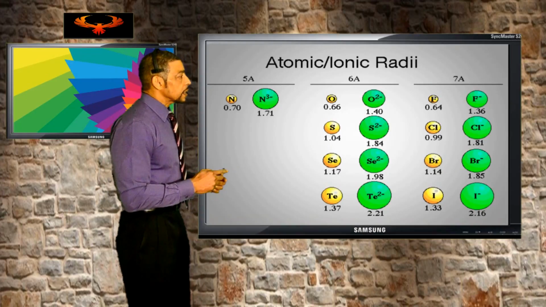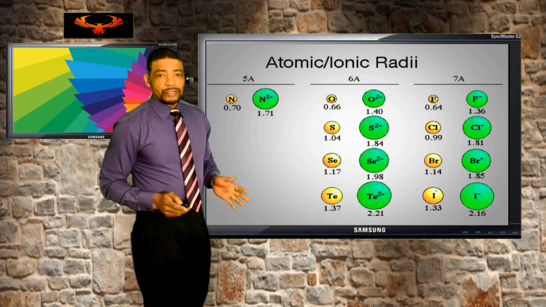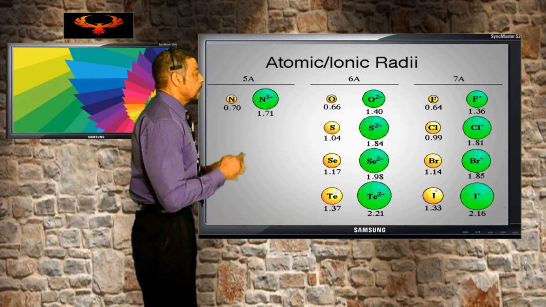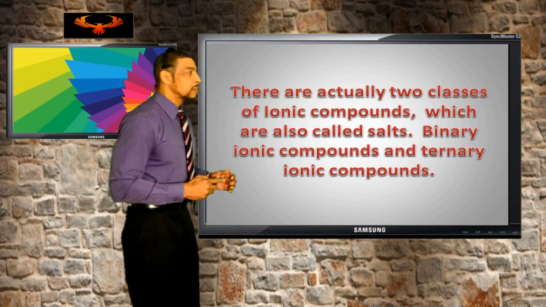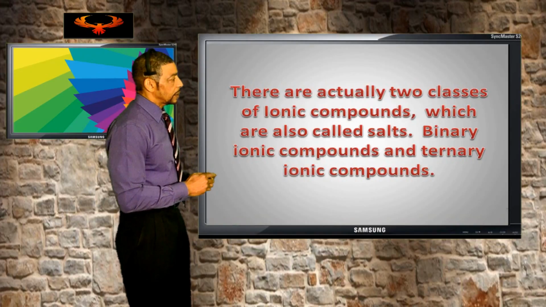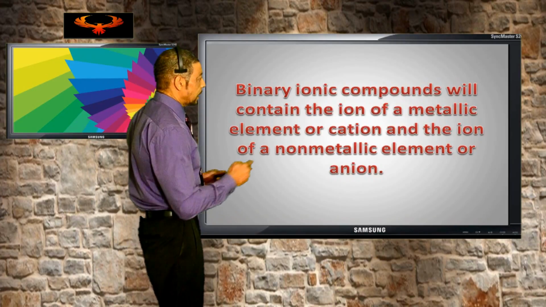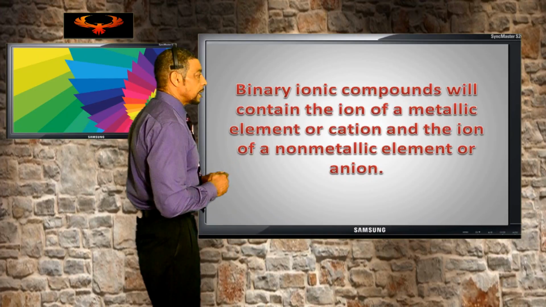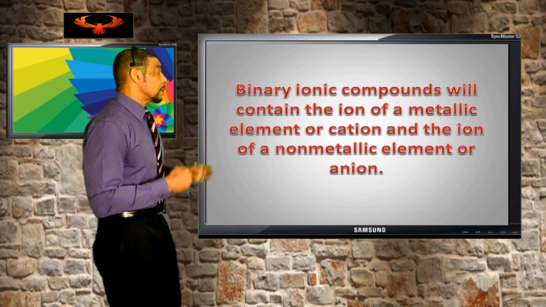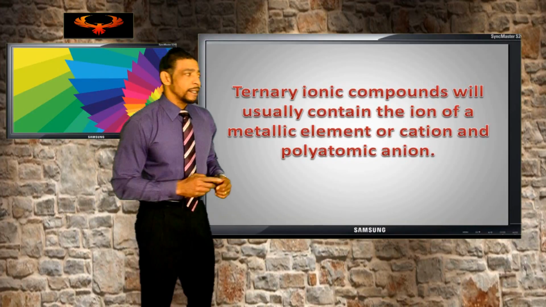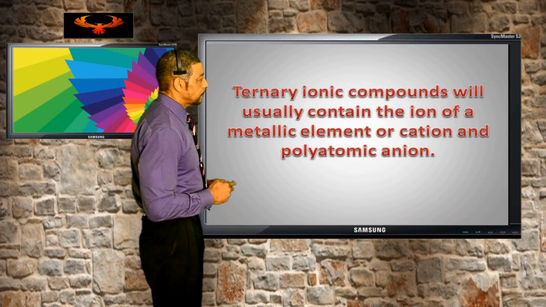During reduction, electrons are gained by an atom or an ion, reducing its oxidation number, thus the term reduction. There are actually two classes of ionic compounds, which are also called salts, by the way. These are binary ionic compounds and ternary ionic compounds. Binary ionic compounds will contain the ion of a metallic element or cation and the ion of a non-metallic element or anion. Ternary ionic compounds will usually contain the ion of a metallic element or cation and a polyatomic ion.